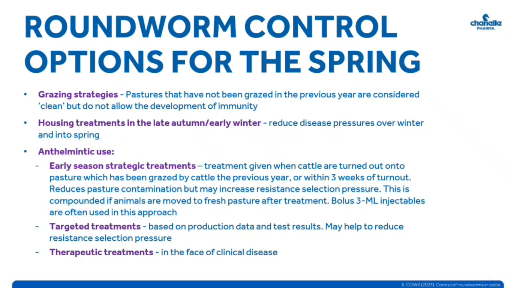People can also choose targeted treatments, and this is based on production data and test results. And as we've said previously, this may help to reduce resistance selection pressure. Finally, there are treatments in the face of clinical disease, the so-called therapeutic treatments. Farmers should speak to their vet or prescriber for further advice on which approach is best for their particular situation.